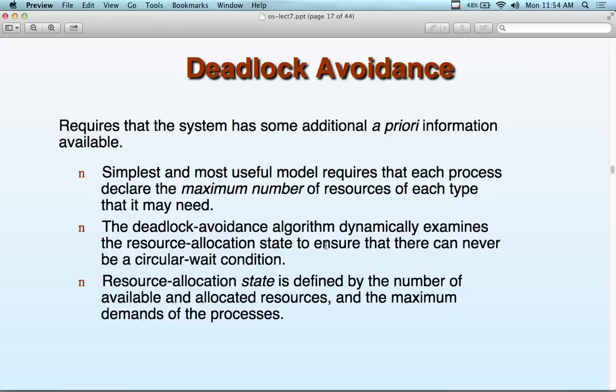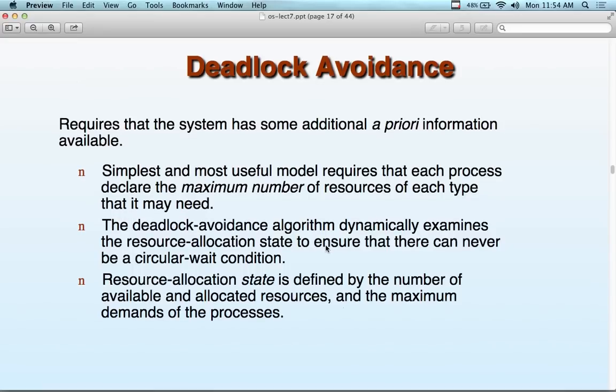So you've got a maximum number, and you've got it fixed so that regardless of what order everything runs in, it's not going to happen. You've avoided it from a pure configuration perspective. Resource allocation state is defined by the number of available and allocated resources and then the maximum demand of the processes. Actually, avoidance doesn't necessarily hold true for all operating systems, but it can be used in some situations.